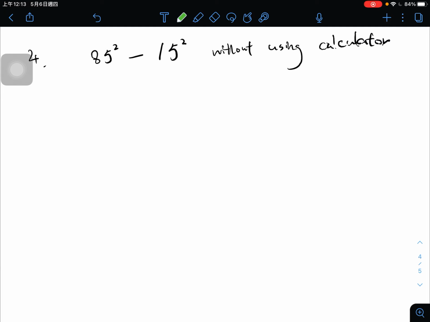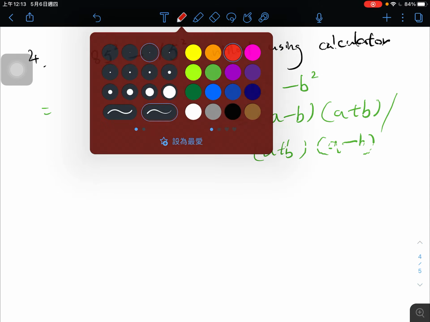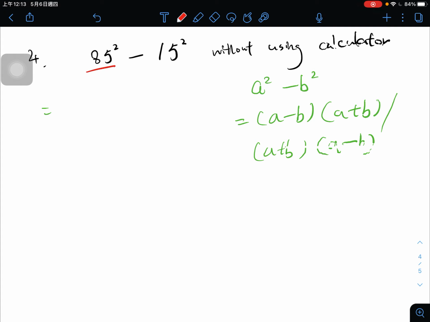Okay, then we go to another example. Example 4: how to calculate this value without using a calculator. You just use a squared minus b squared equals (a minus b)(a plus b), or you can take it in reverse, (a plus b)(a minus b). You can do it like this. So I take 85 as A and 15 as B.